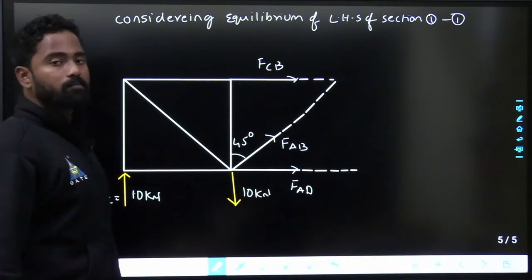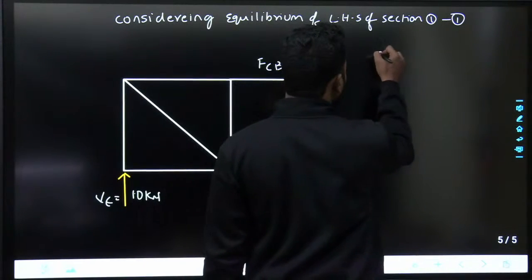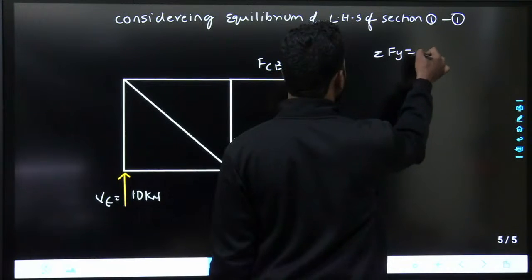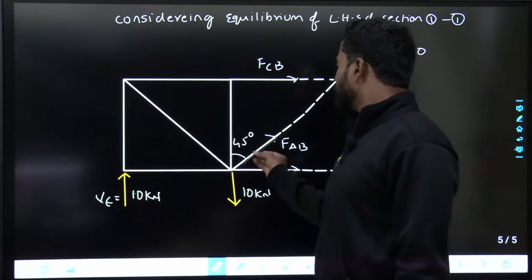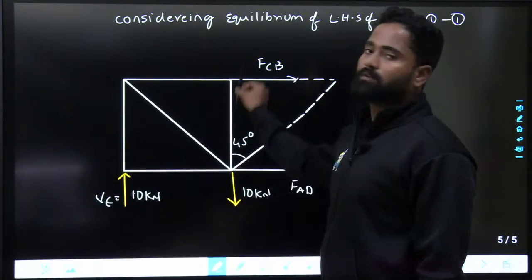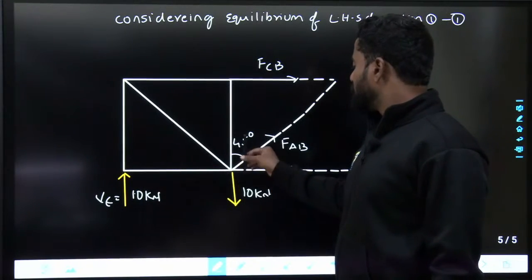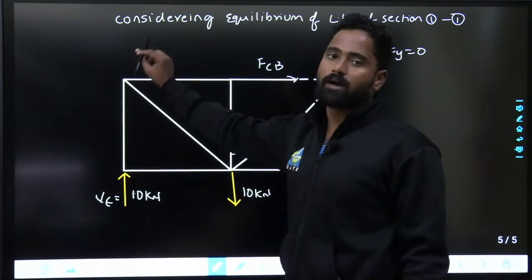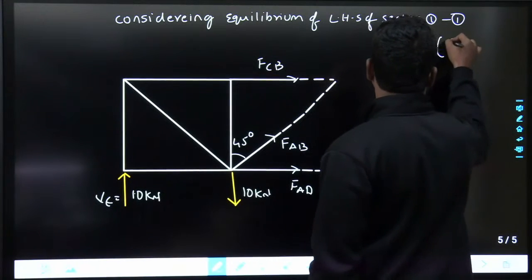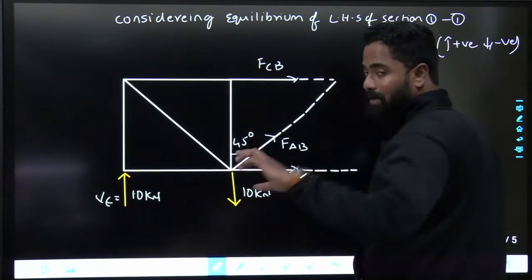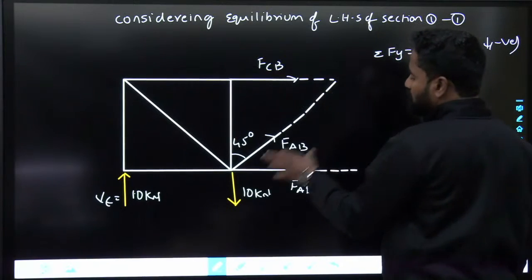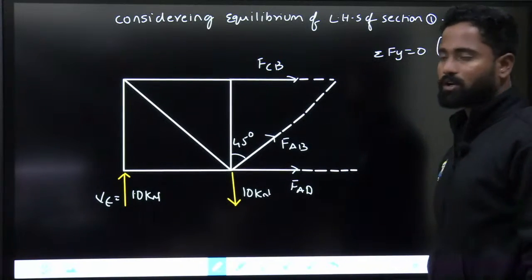So if I take sigma Fy equals to 0, forces in y direction equals to 0. FAB cos 45 will be upwards, 10 is downwards, 10 is upwards. So if I take upwards positive, downwards negative. Why am I taking that? Because FCB is also horizontal, FAD is also horizontal, that's why.